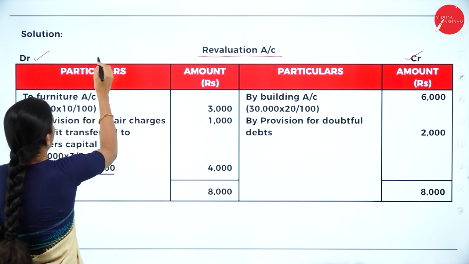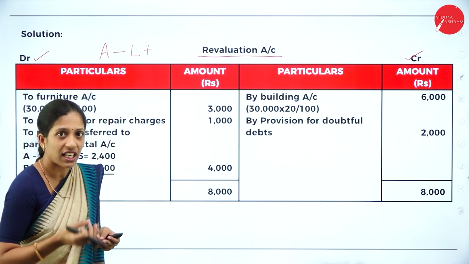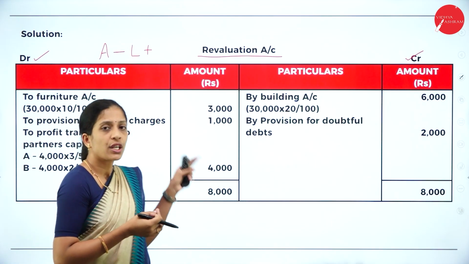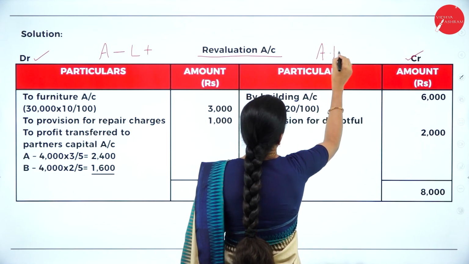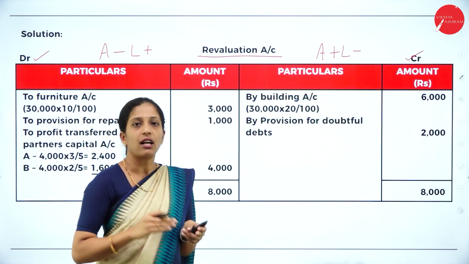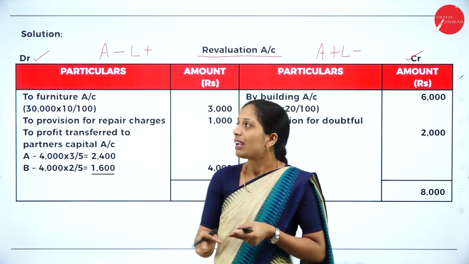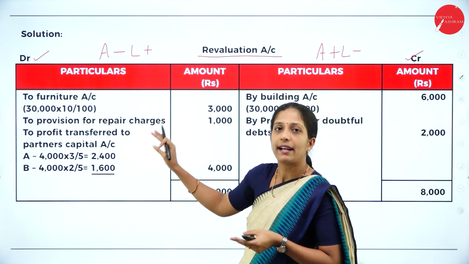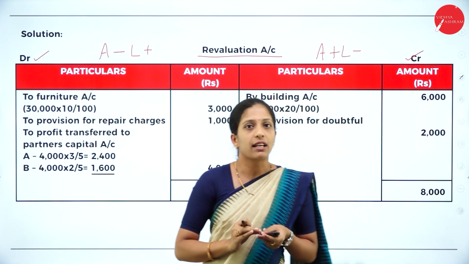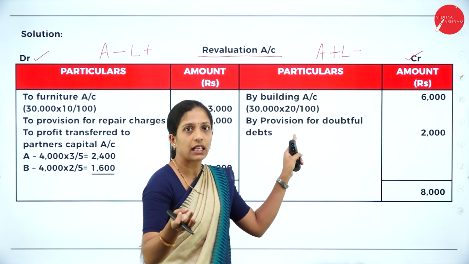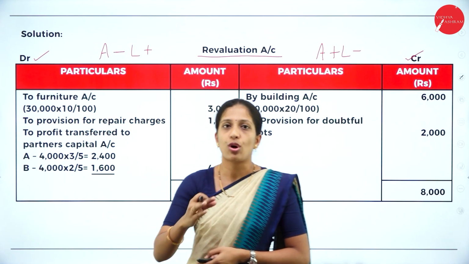Under the debit side, you can remember A minus, L plus, which means if any assets have decreased and liabilities have increased, you are going to record in the debit side. Under the credit side, A plus, L minus. So, under revaluation account, you are going to record increase or decrease in value of assets and liabilities. In the same way, in the credit side, if any assets value have increased and liability value have decreased, you are going to record in the credit side. Okay, so hope you are clear.